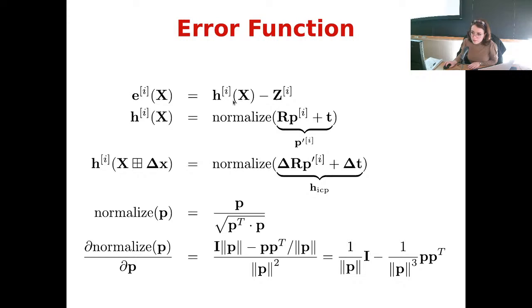As I was mentioning, if we consider hi of x as the direction vector, which is a normalized vector, then we can use the regular minus instead of the box minus. And we have that the error function, again, is the difference between the prediction of the measurement given the current estimate of the state and the actual measurement Zi.